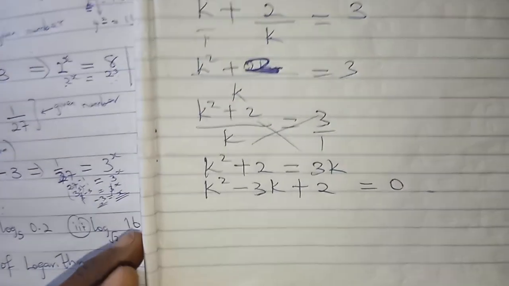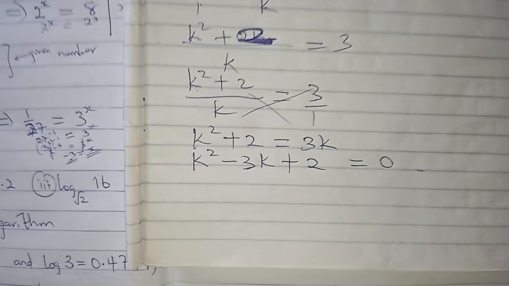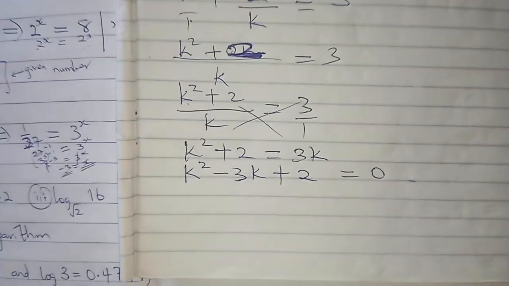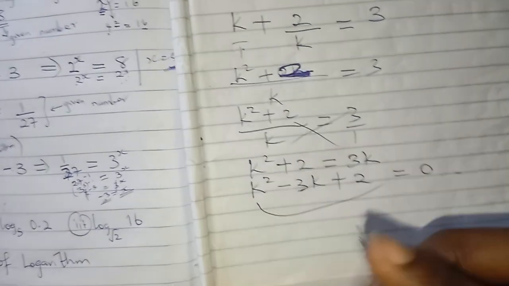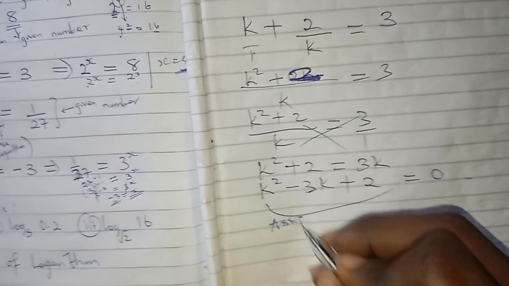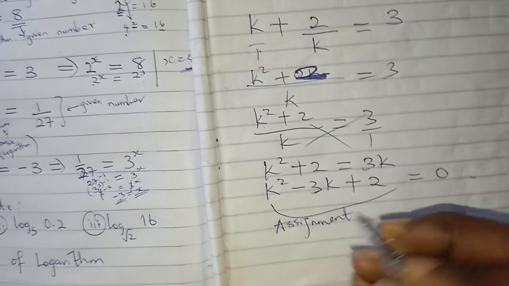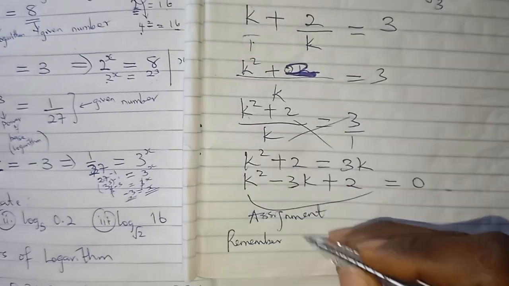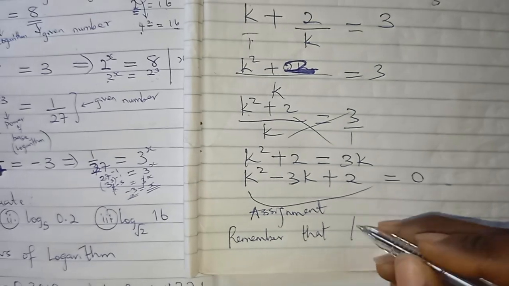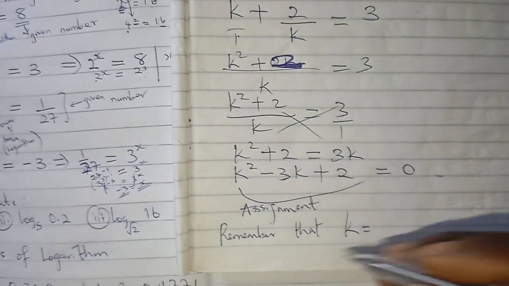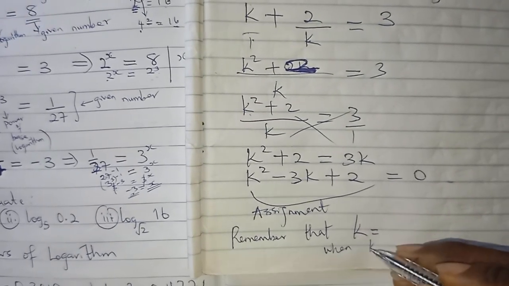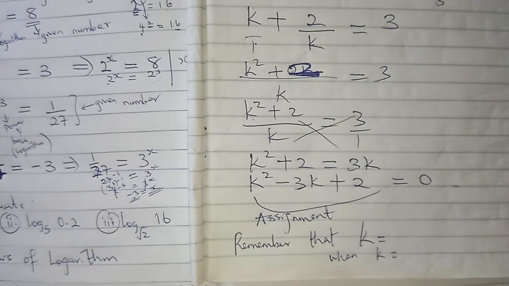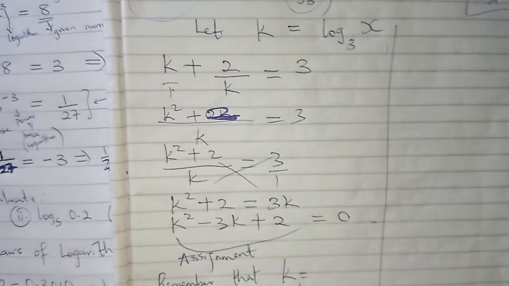And this is a quadratic equation. At this junction, I want you to solve the quadratic equation as your assignment. And remember that after you solve it, you will still come back and remember that k is equals to something. So you now do this when k equals to this. Let me see your answer.